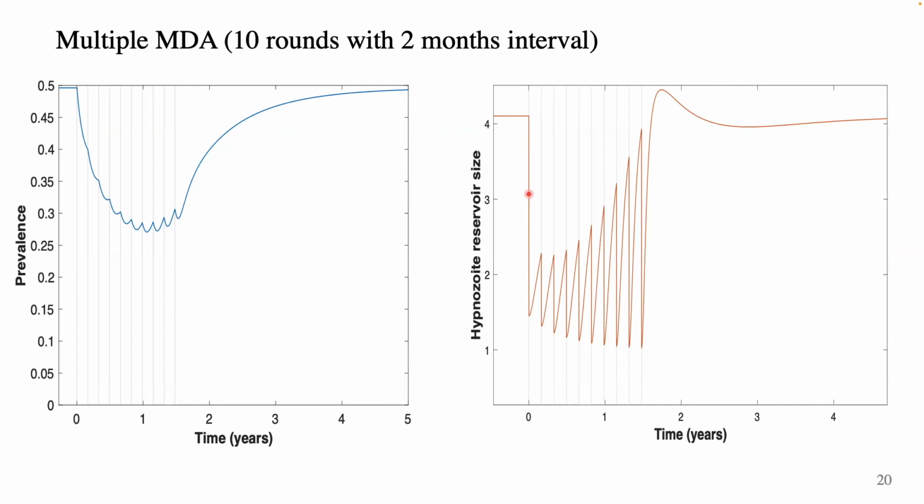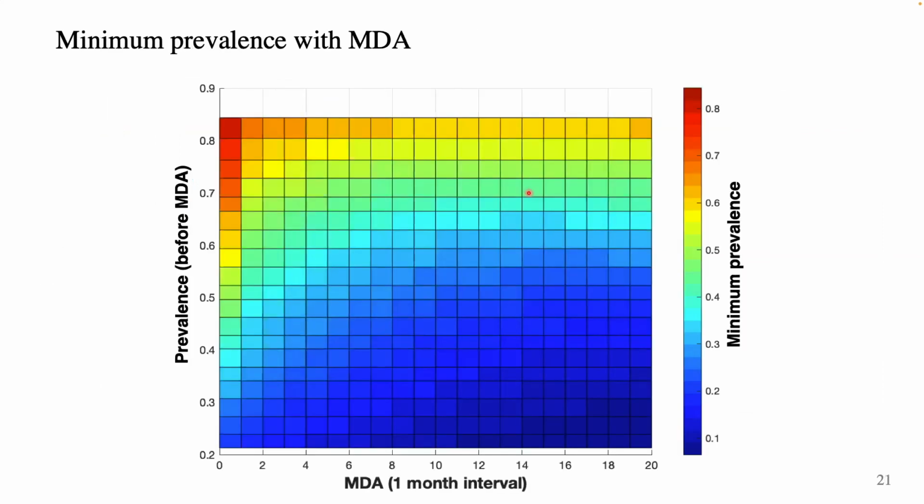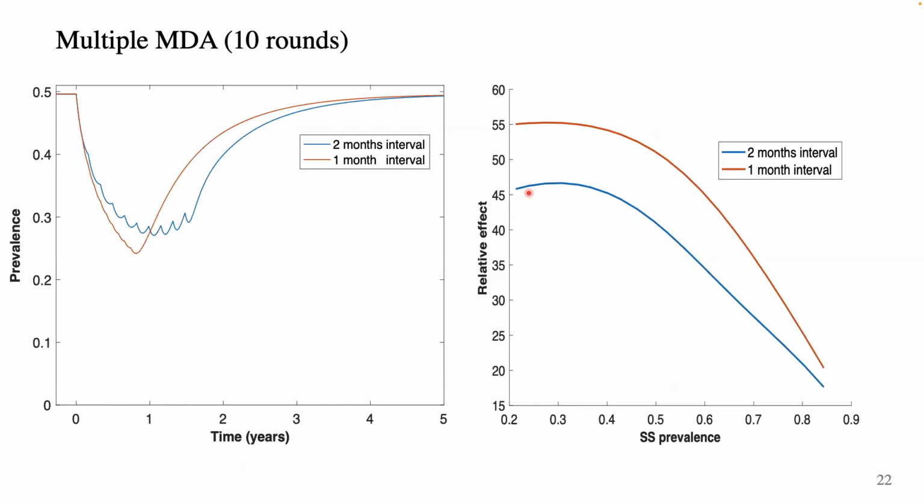So then the question comes in: what happens if we change the interval of the MDA? So then we look at a frequency of a 1 month interval. This obviously works better compared to the 2 month interval. And if you look at the side-by-side comparison, applying the radical cure or MDA at a 1 month interval is more effective compared to a 2 month interval. So that means the interval plays a significant role here.